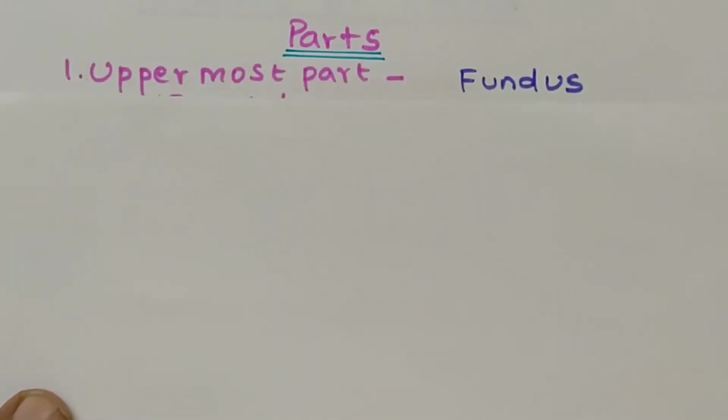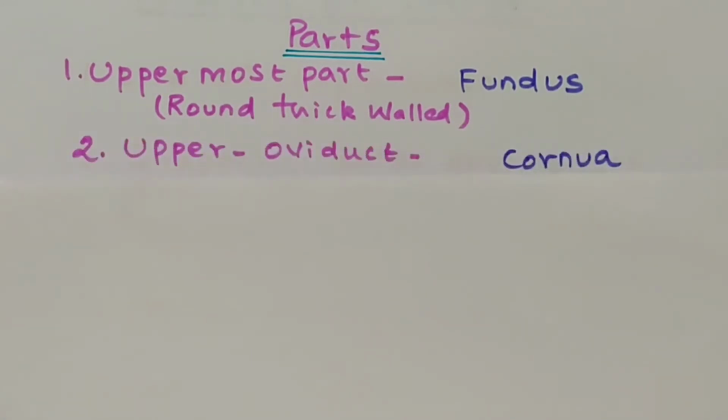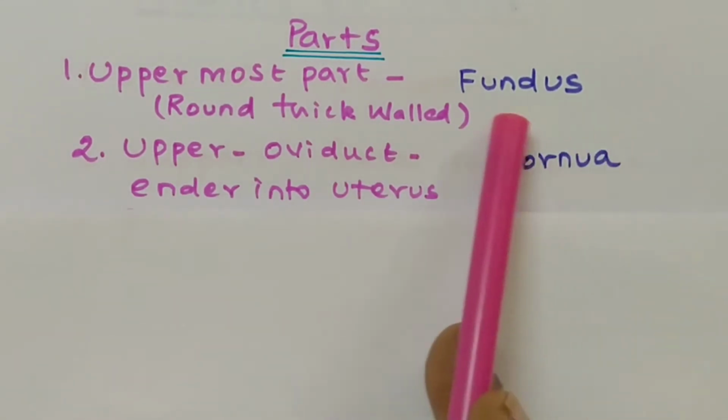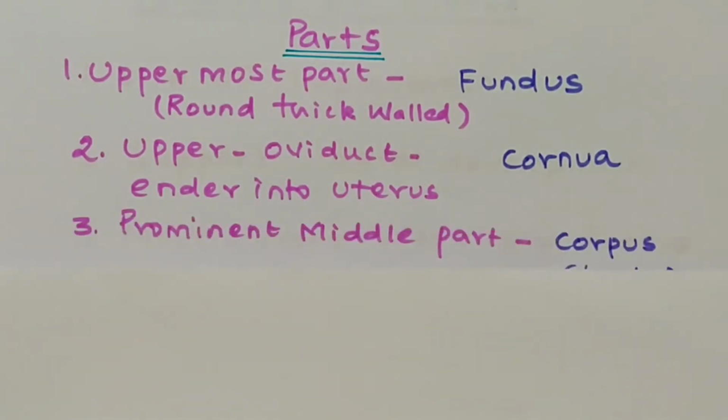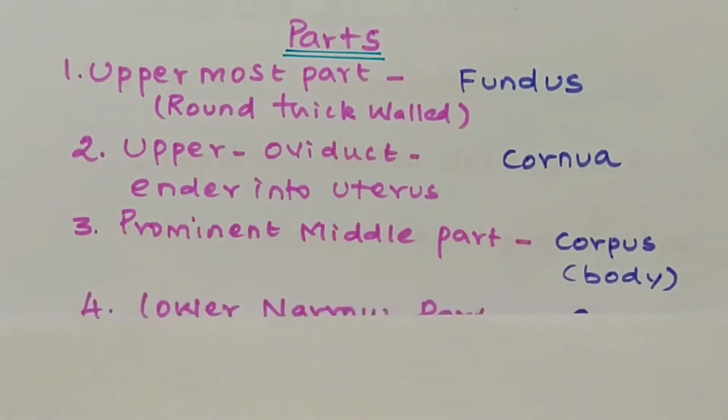The uppermost part is round and thick walled, termed the fundus. The upper region where the oviduct enters the uterus is termed the cornua. It is a much more important terminology from the NEET point of view. And the third region, the prominent middle part, is termed the corpus or body. Then the lower, terminal narrow part is termed the cervix.